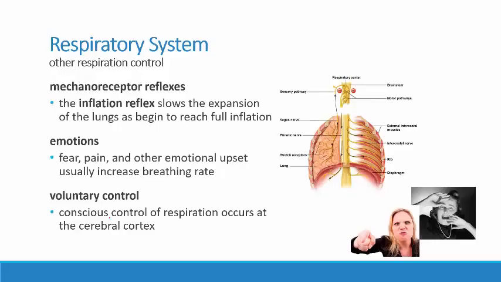Emotional upset, fear, and pain can also have an effect upon our breathing rate. When we're angry, or if we're scared, we can get some effects on our breathing rate. And finally, we have voluntary controls. We can think, I'd like to breathe a little more rapidly, and there we start breathing more rapidly.